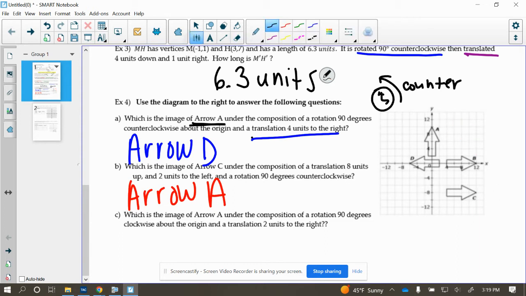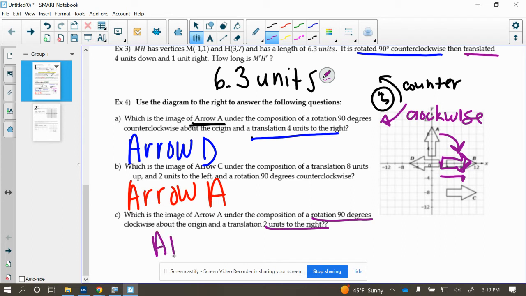Last but not least, if we take our arrow A again, so we're going to focus back on arrow A, and this time if we go 90 degrees clockwise, so this one is clockwise, that means we'd be rotating to the right. So it'd look like arrow B-ish. And then if we go 2 units to the right, well, here would be the initial rotation. But then if we shift our arrow to the right 2 units, it officially will look like arrow B. So that's looking at some figures moving around after our composition.